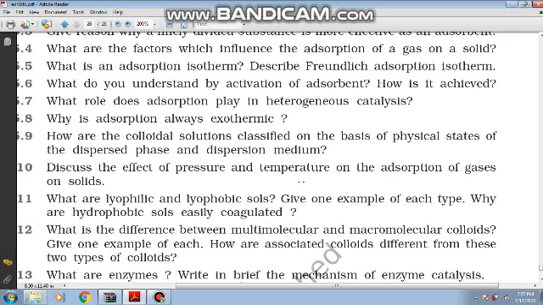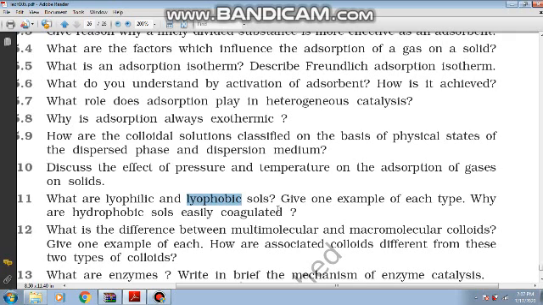Now children, then what are lyophilic and lyophobic sols? Give one example of each type. Why are hydrophobic sols easily coagulated? Simply, lyophilic sols are the sols in which there are attractive forces between the dispersion medium and dispersed phase, whereas lyophobic sols do not have attractive forces between the dispersed phase and dispersion medium, and they are therefore unstable.